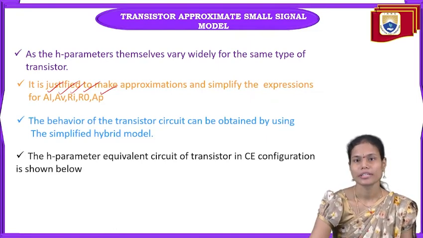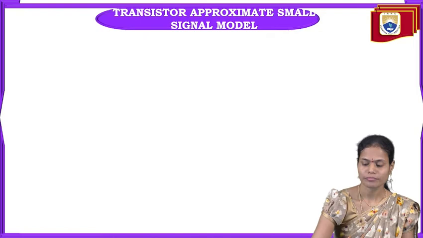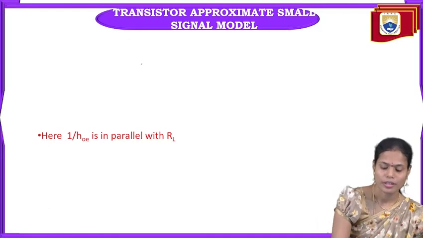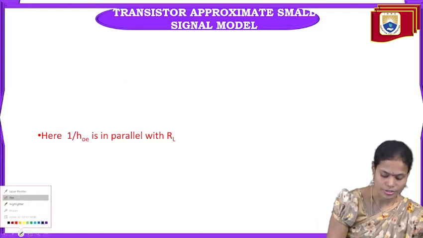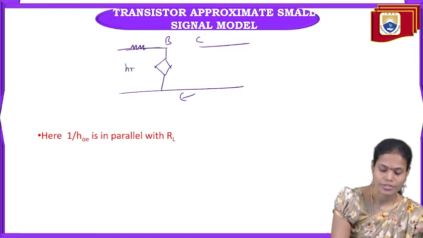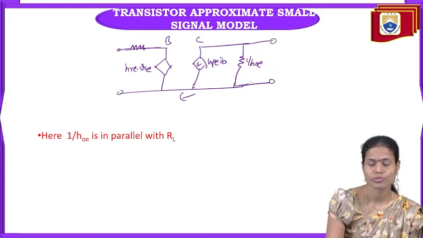The H parameter equivalent circuit of the transistor in CE configuration we have already drawn in the previous slide. So in this particular case, I am taking that circuit again here for reference. This is the base, collector and emitter terminals. We have the resistance, here it is HRE into VCE, and here we have HFE into IB and the output admittance. So this is the circuit for the exact model.